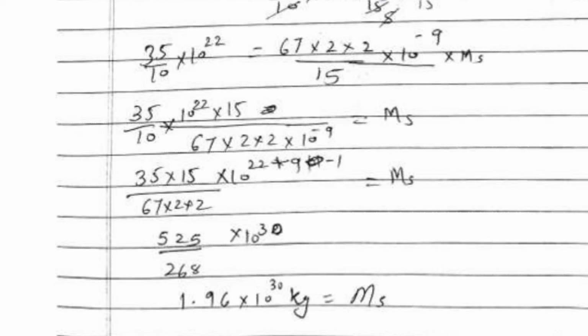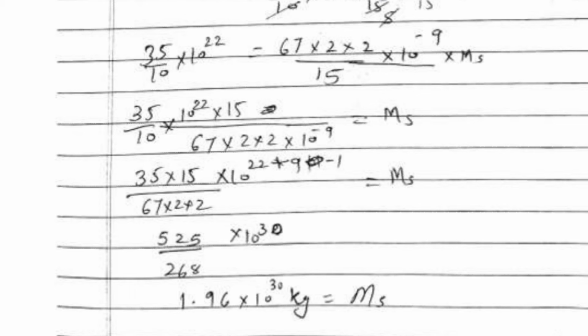This 10 raised to 22, let me write it here. This 10 raised to minus 9, when it comes up, what will it become? Plus 9. Right? Now here this 10 is 10 raised to 1, so when it goes up it will be minus 1. So I hope the indices part of the 10 is clear to everyone.